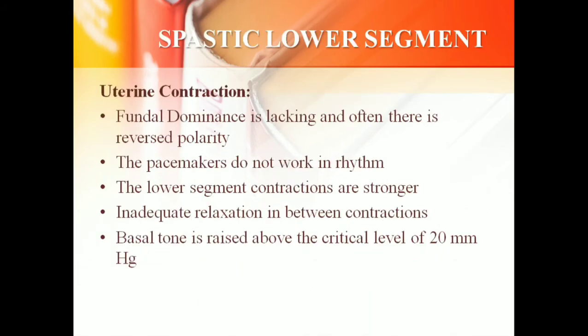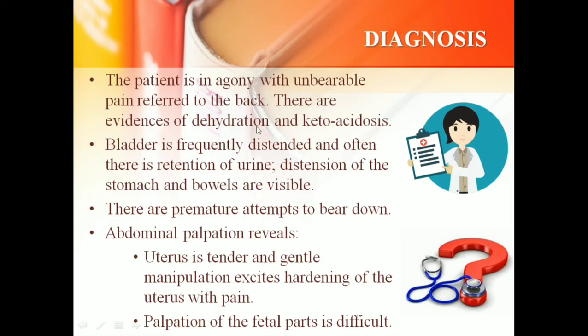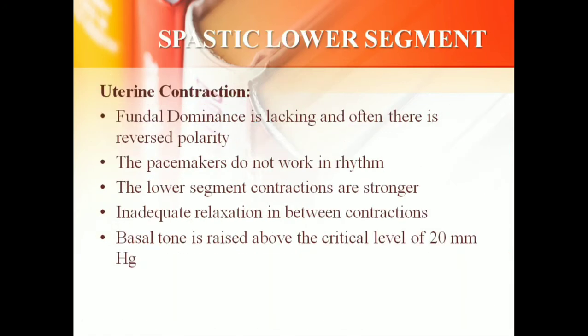Then uterine contraction. What will happen to the uterine contraction? First is the fundal dominance. If fundal dominance is lacking, then often there is reverse polarity. So the upper segment and lower segment have confusion. Fundal dominance is lacking, so there will be reverse polarity. The pacemakers do not work in rhythm. Pacemakers are the things from where the contractions originate.